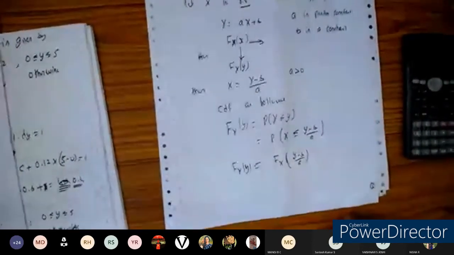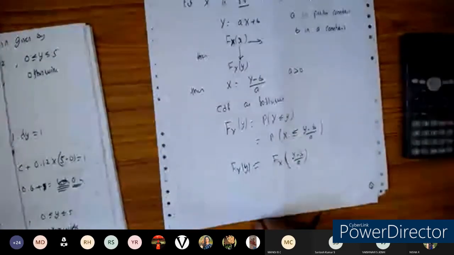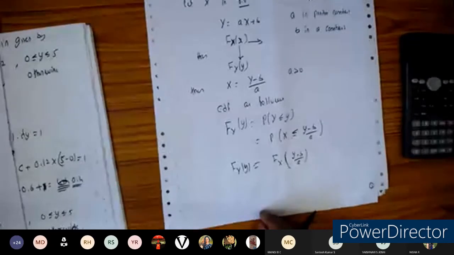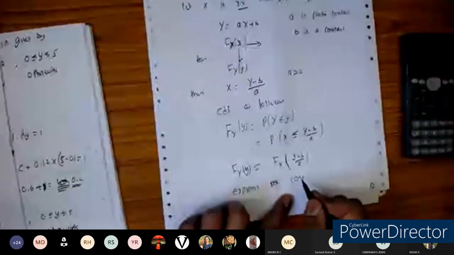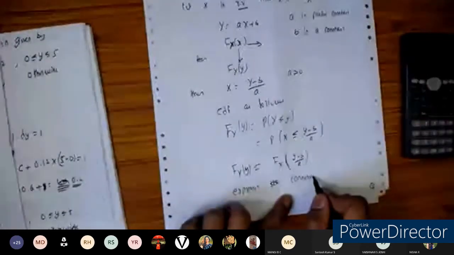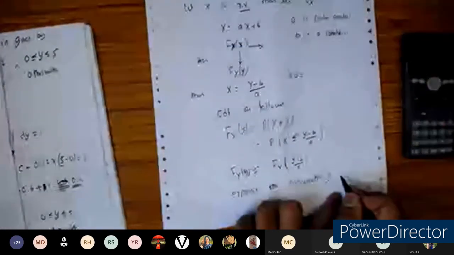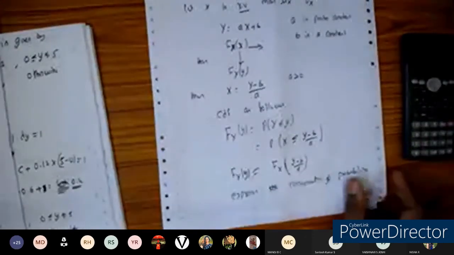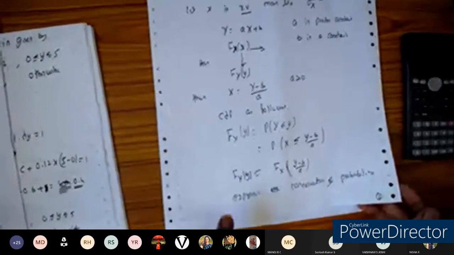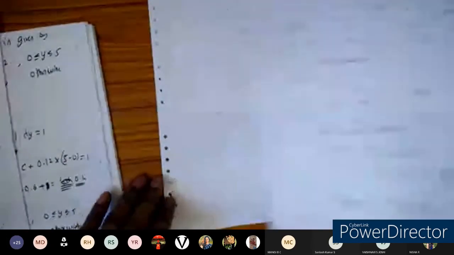You can take the above relation. The above relation expresses the conservation of probabilities. By using that concept, it has been derived here. Now you can take the PDF of the random variable y.